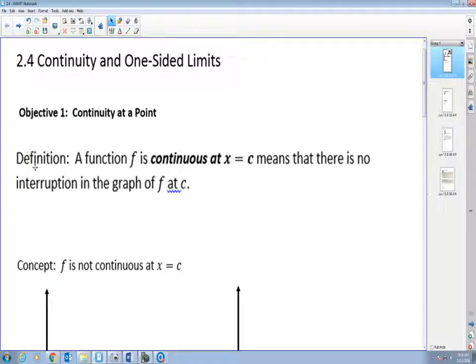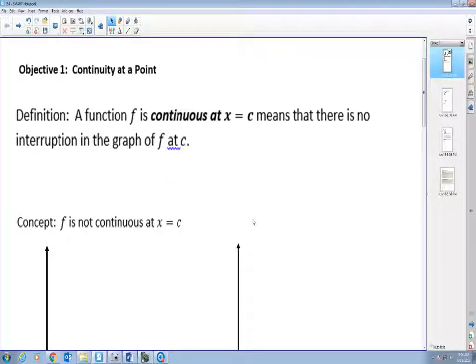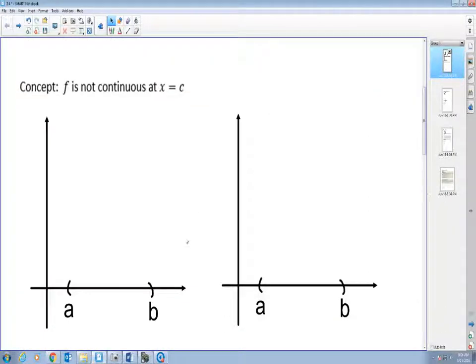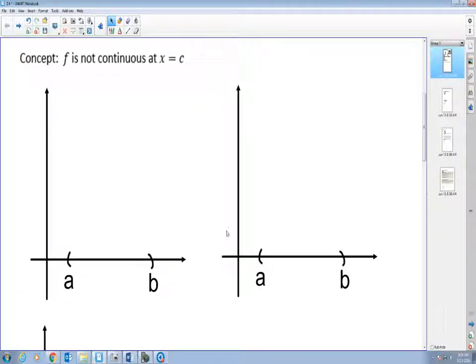Now, by definition, we say that a function f is continuous at x equal to c. That means that there is no interruption in the graph of the function at c. There's no interruption whatsoever. So the function f is not continuous at c in the following way.